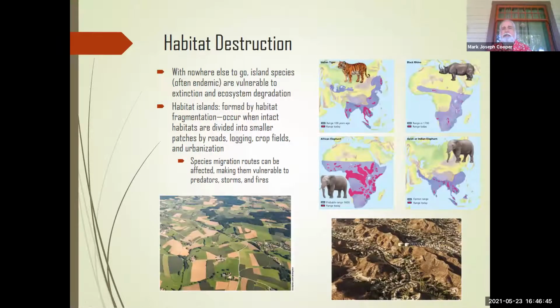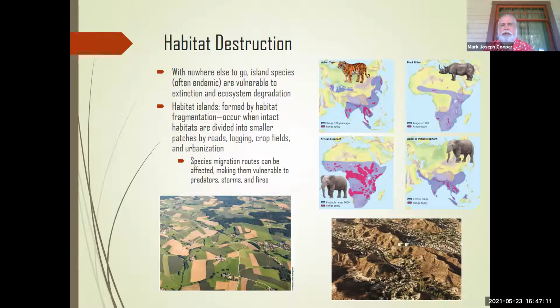So we'll start with habitat destruction. This is probably the main cause of where species are going. When there's nowhere else to go, you go extinct. That's all you have. And then if you are in an area and you stay in an area, you have the ecosystem degradation that then lowers the carrying capacity we talked about before, and you have a decline.